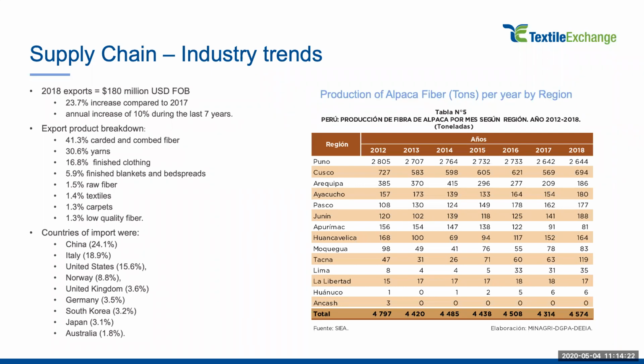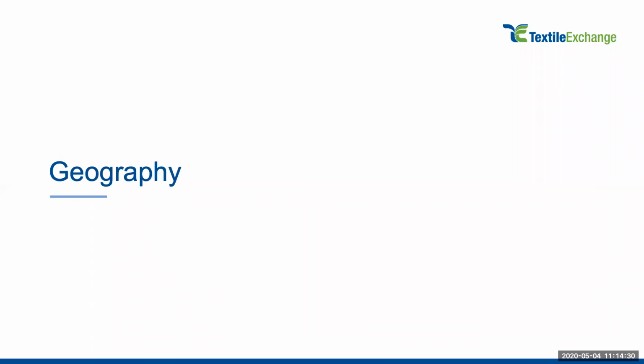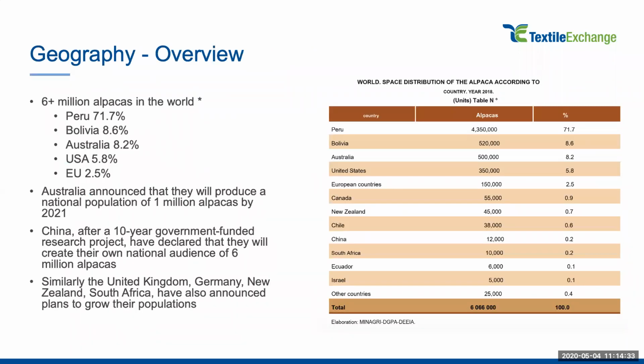It's just a breakdown of the different areas of production in terms of the regions in Peru for alpaca production. So we've mentioned Peru a few times. I'm just going to get into some of the overview of the geography for the alpaca population. There's about 6 million alpaca in the world, and this is an estimate based off the average herd size and the number of farmers who are registered to sell.